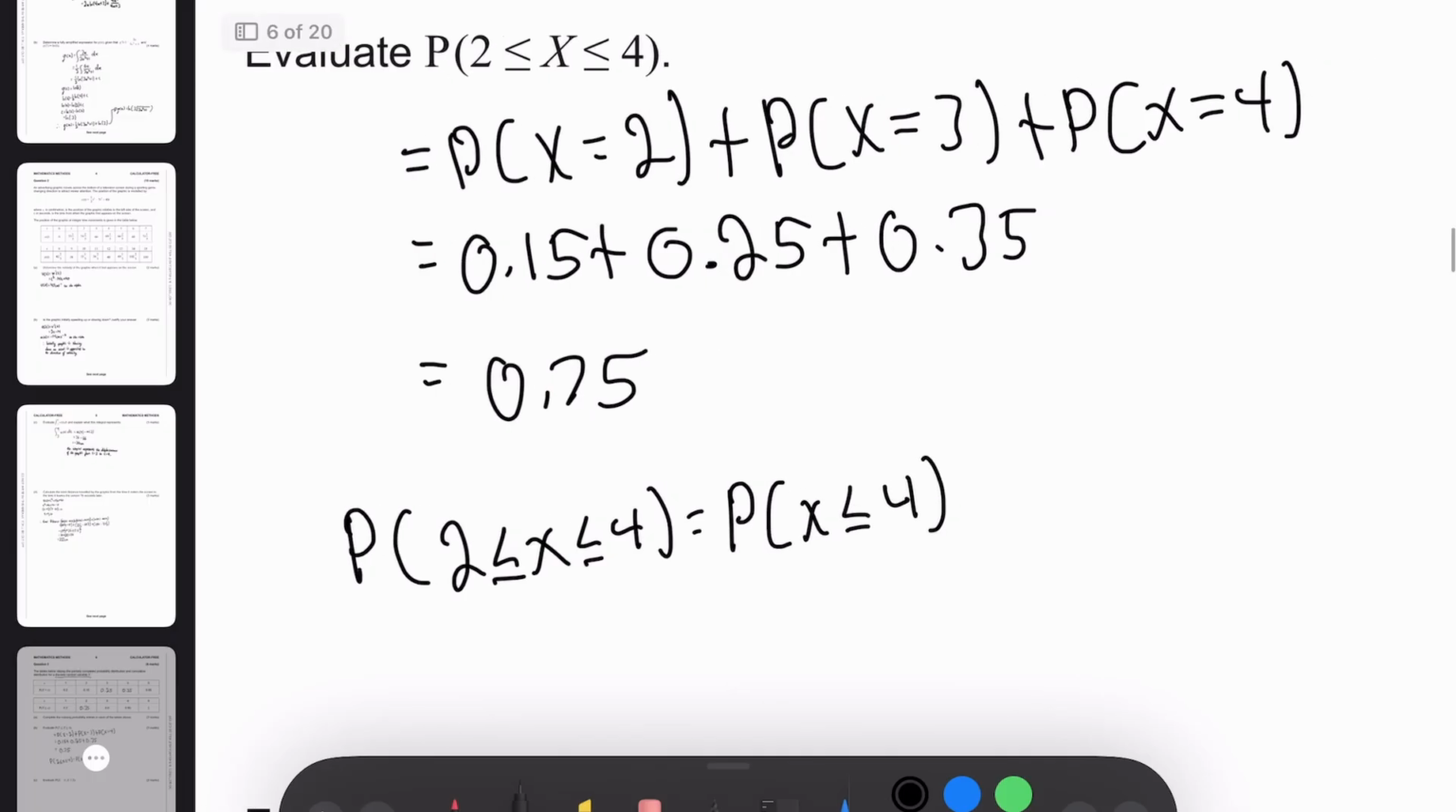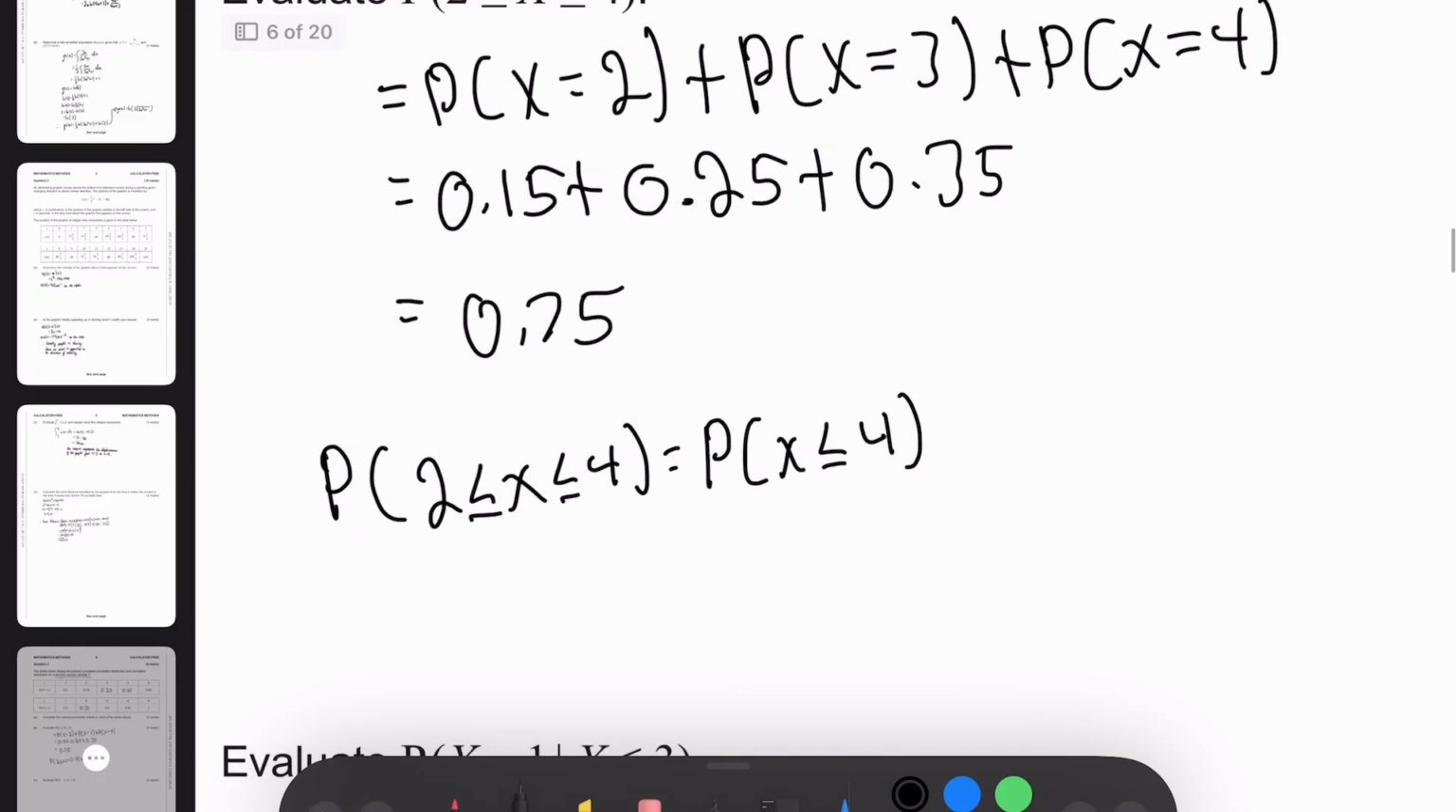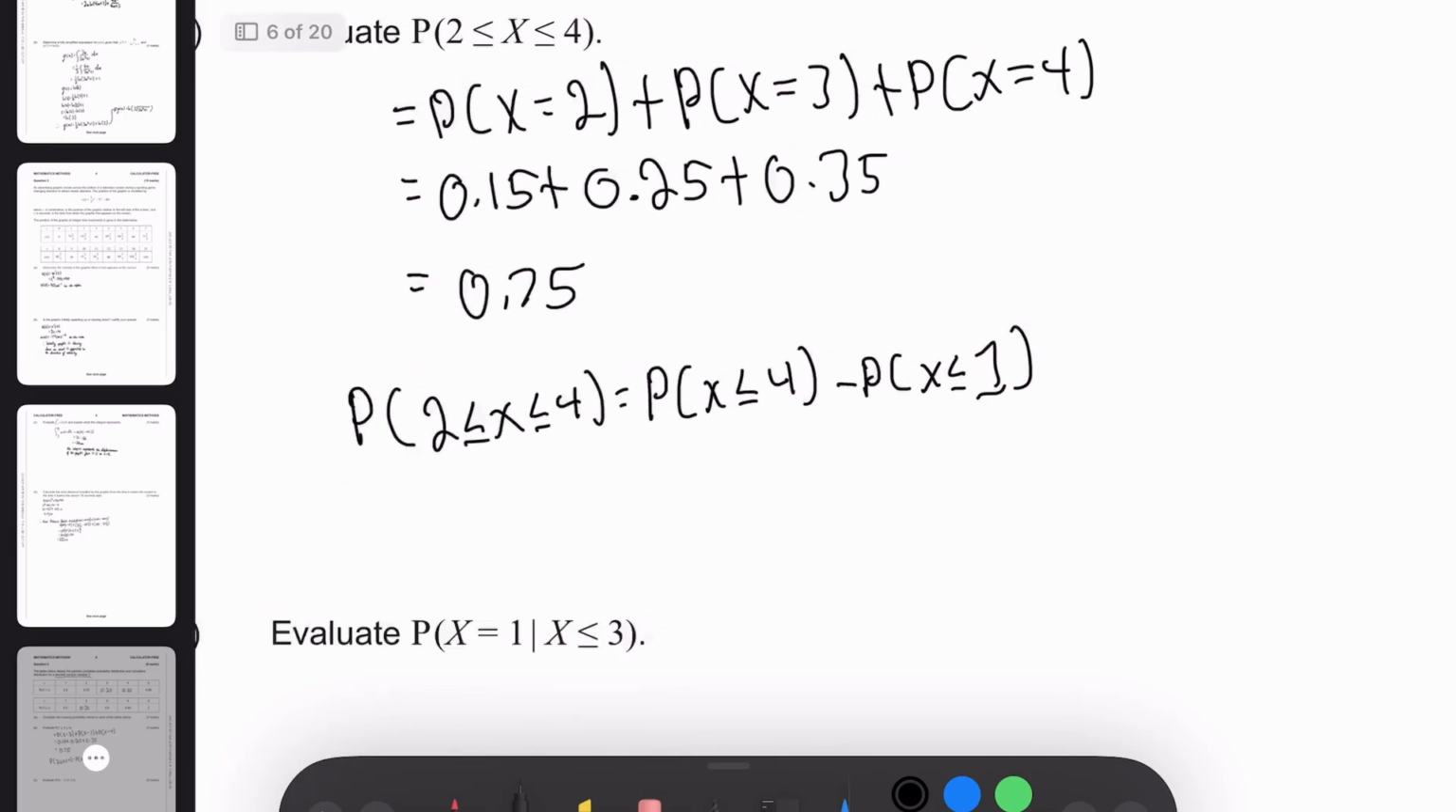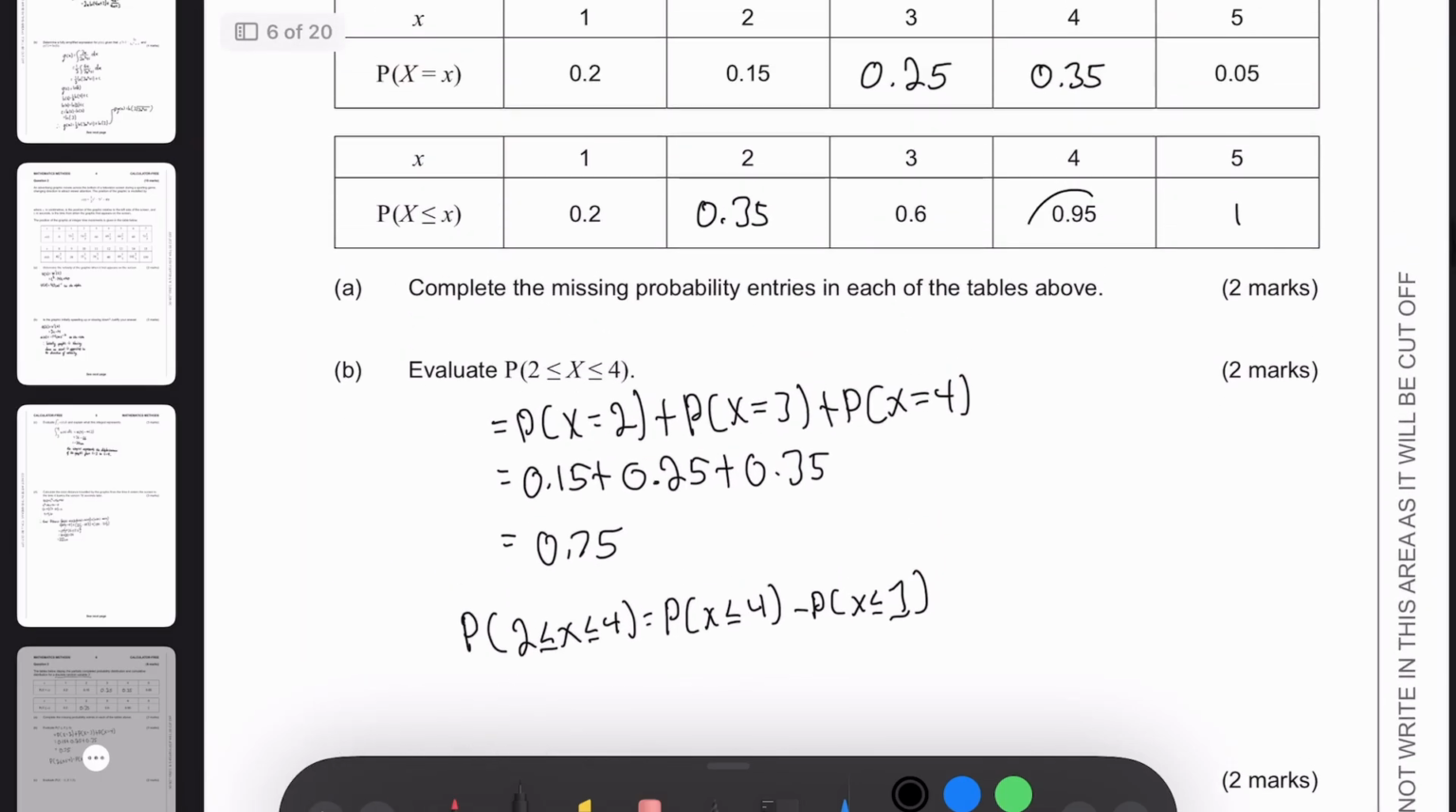Then you take away everything from the left side that you don't want. So since we want to start from 2, we would start taking away from 1. So the probability of x less than or equal to 1. That kind of makes sense here. Then you should also get the same. So 0.95 minus 0.2 will also give you 0.75.